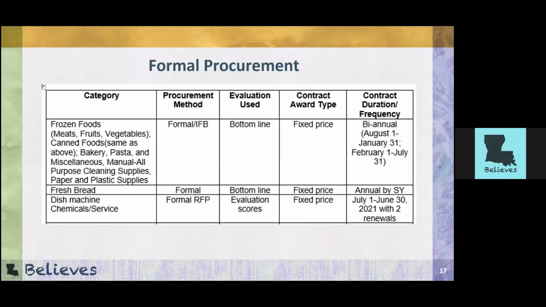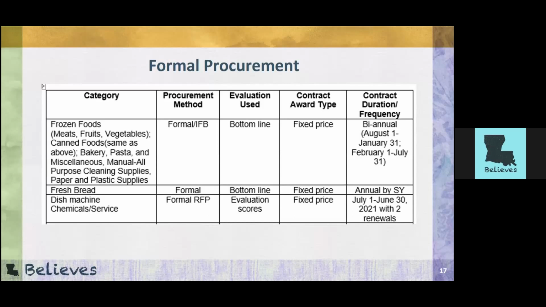The SFA also plans to use an IFB for fresh bread and will award it as a bottom line bid, meaning that it's the bottom line total. In order for a company to be responsive to a bottom line bid, they must be able to supply all items the SFA is requesting.